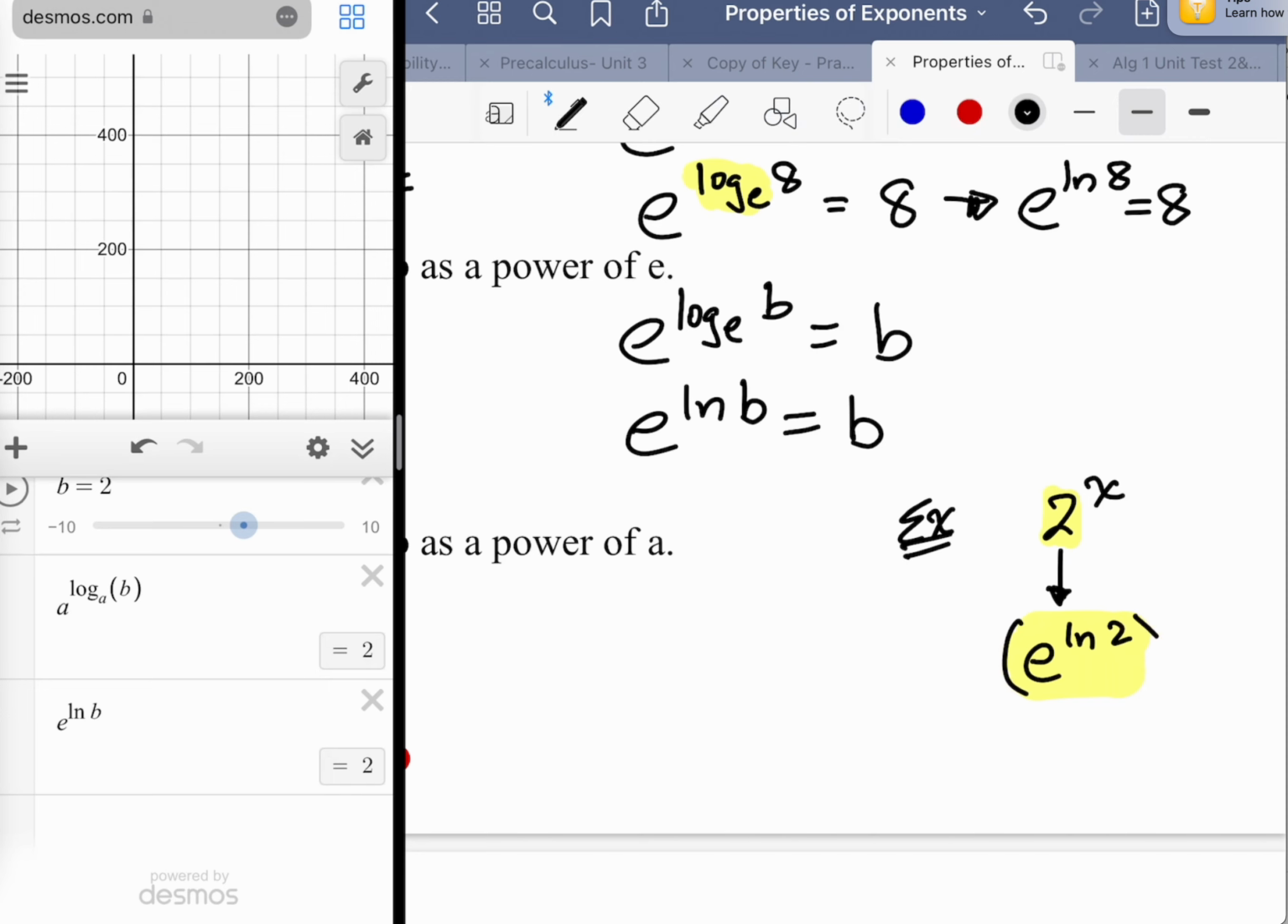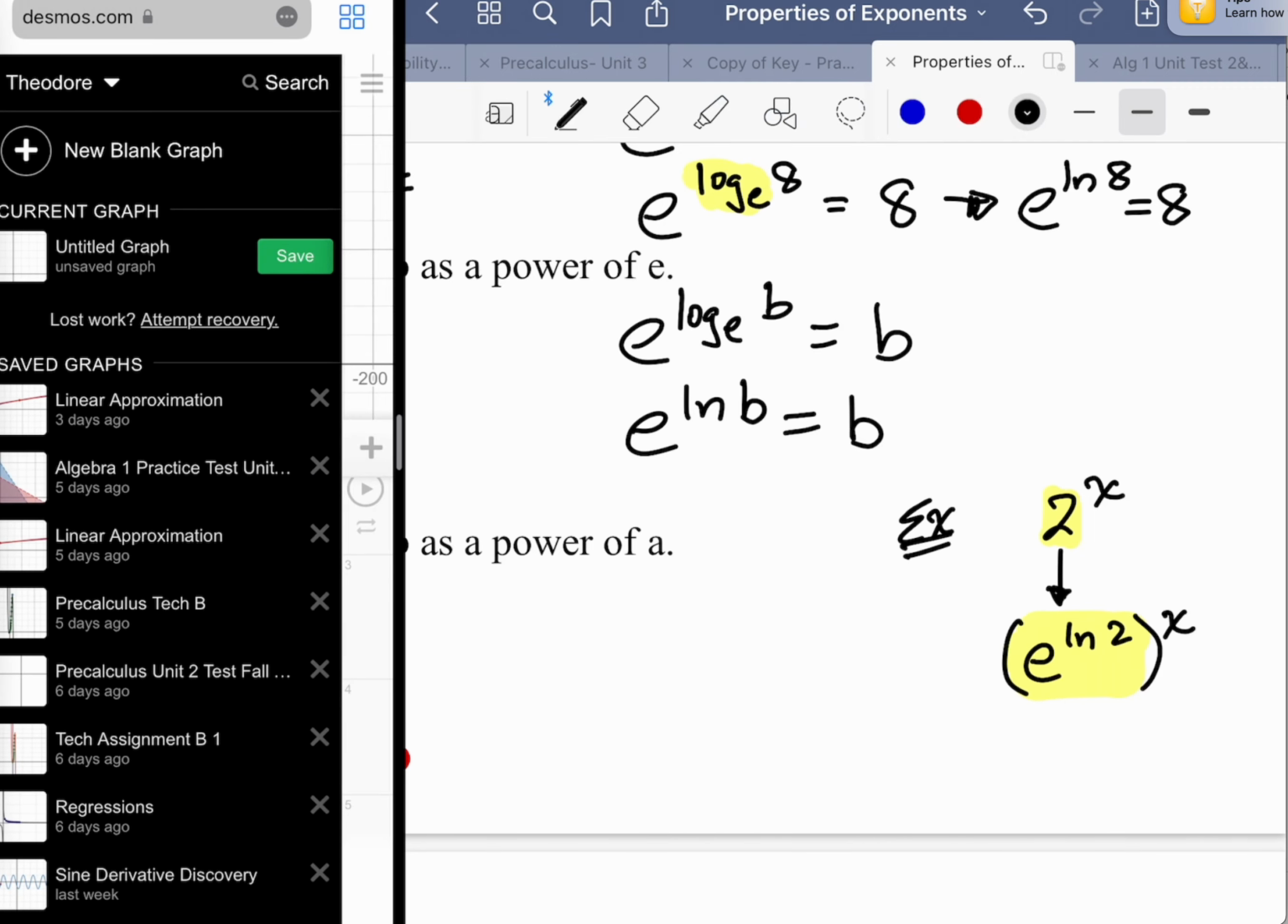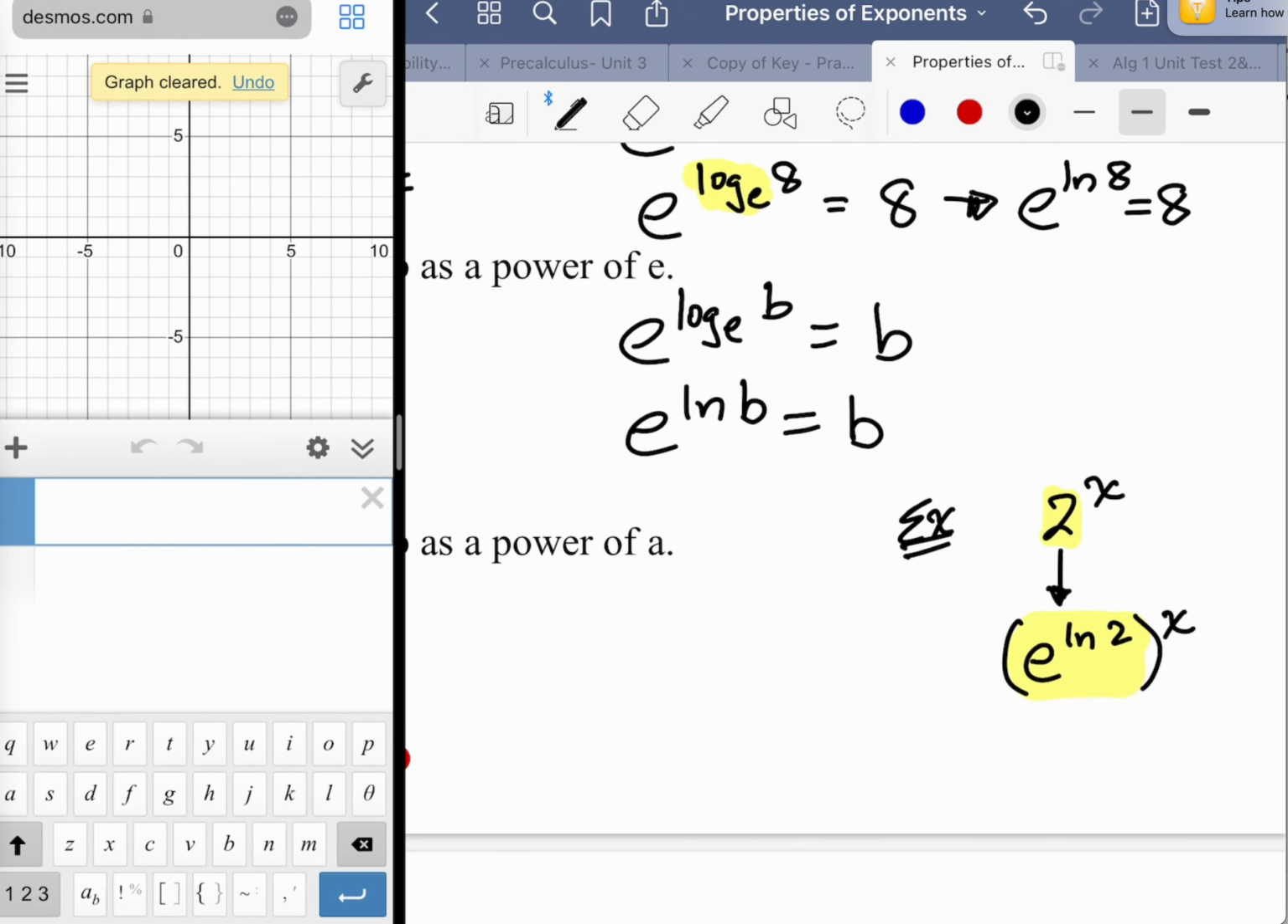So instead of having a 2 to the x, we would have e to the ln of 2 raised to the x. All right. And again, go to Desmos if you're not sure. If you think something's a rule, but you're not 100% sure, test it out and see if it's legit.